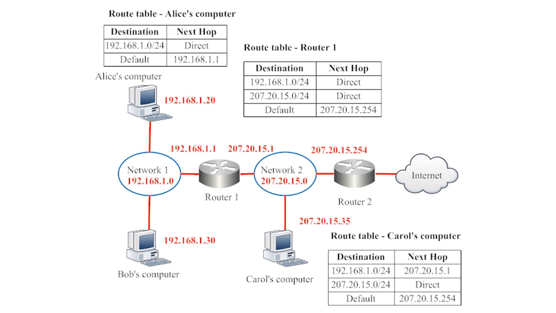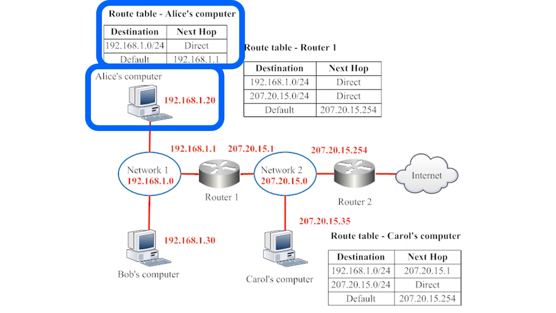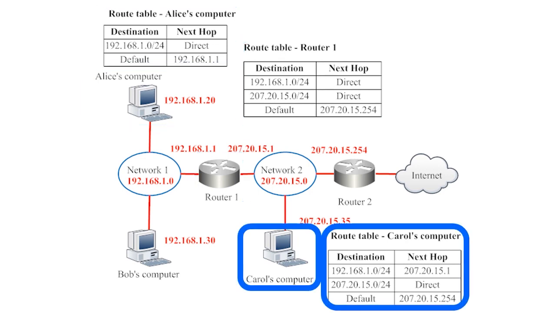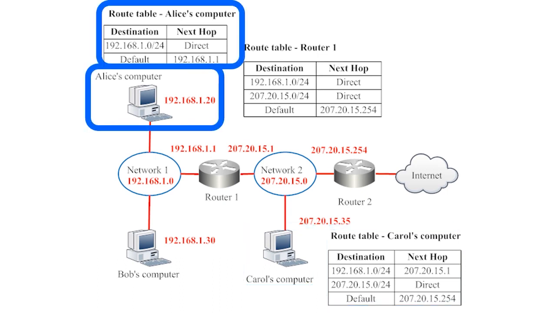Every device on a computer network has something called a route table. A route table contains instructions for routing information to a given IP address. To keep the clutter down, we have only included three of these route tables in the picture: the one for Alice's computer, the one for Router 1, and the one for Carol's computer. But the other computers and routers would also have their own route tables too. Let's look at Alice's route table first.